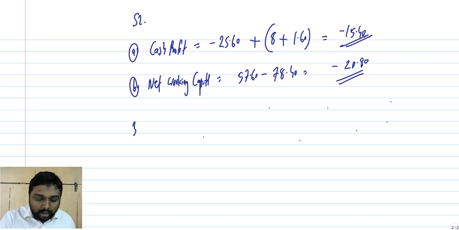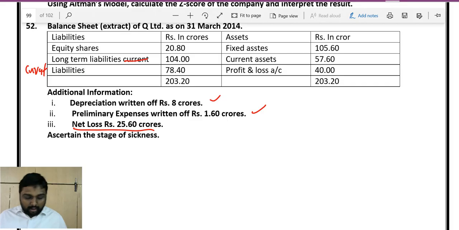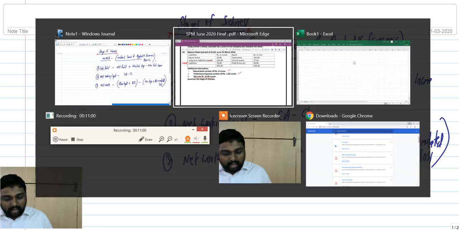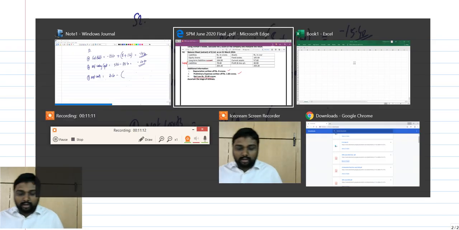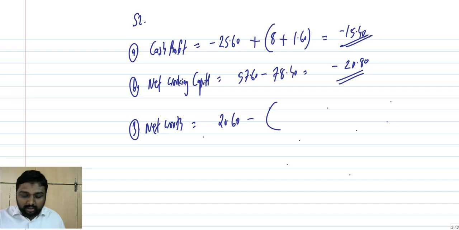Now we have one more item, which is nothing but net worth. So what is the net worth? When we find net worth, we have the equation: equity plus reserves and surplus, minus miscellaneous expense, minus accumulated losses. So we will go for it. Your equity shares are 20.6. No reserves for this company, only the accumulated loss, which is 40.